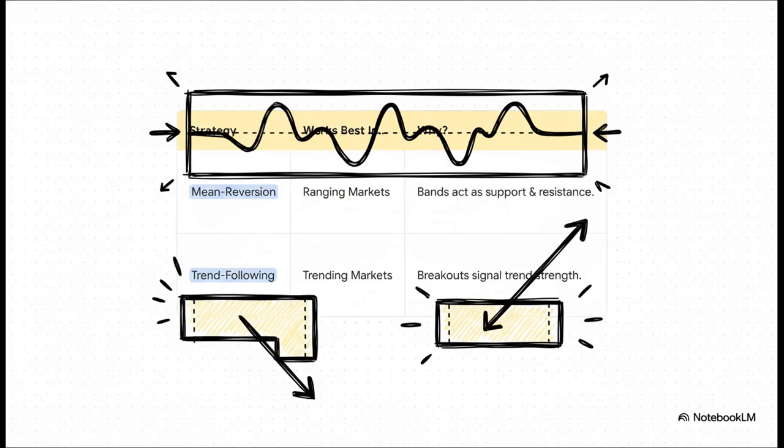Mean reversion is your best friend in a sideways ranging market, where the price is just bouncing predictably between the bands like a pinball. But trend following, that's what you want in a strong, clear trend, where a breakout is a sign that the move has some serious power behind it. It's all about context. Context is everything.